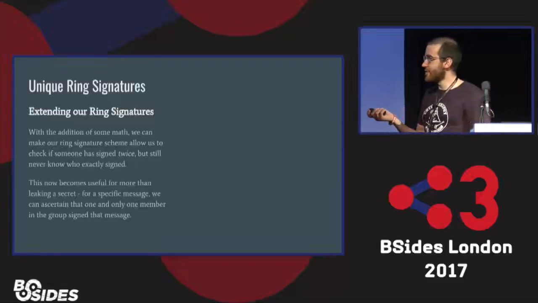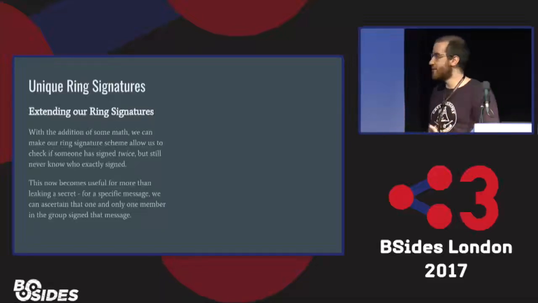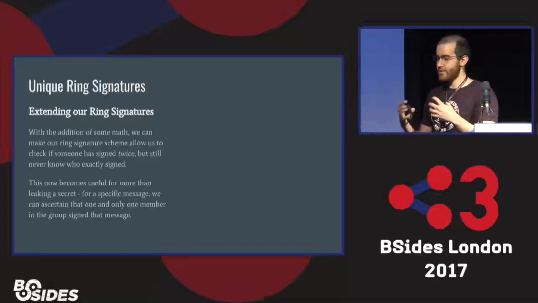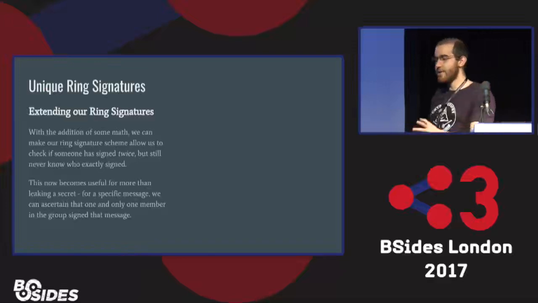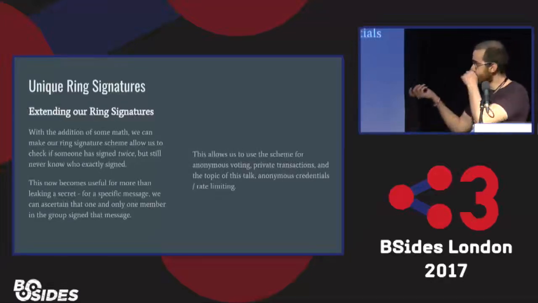So now this becomes more useful than leaking a secret. For a specific message, like 1, 2, 3, we can ascertain that one and only one member in the group signed that message for a specific signature. If you wanted to have a voting protocol, you can say, look, I have a message and a ring of 10 keys, and if I have one signature here and another signature here, I can compute the tags, and if they're different, it's two different people who signed. I still don't know who signed though. I just know two different people from the set have signed, and nobody double signed. So yeah, this allows us to use the scheme for anonymous voting, private transactions, and the topic of this talk, which is anonymous credentials and rate limiting.